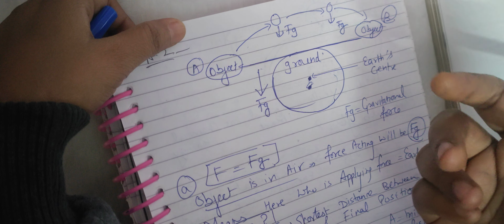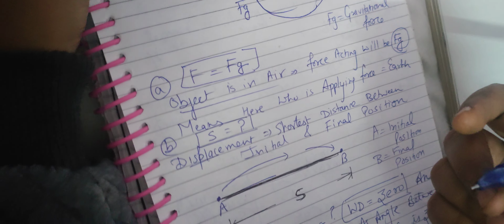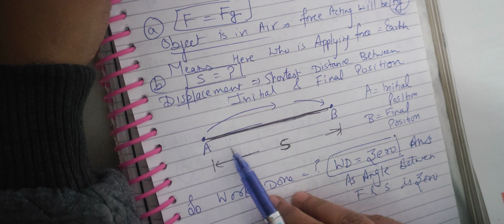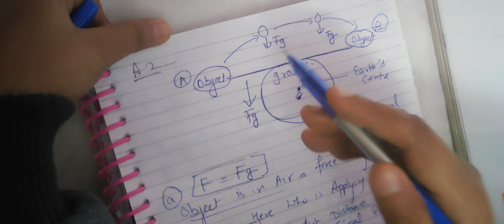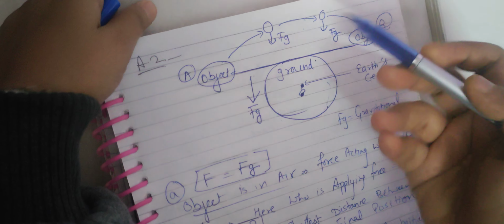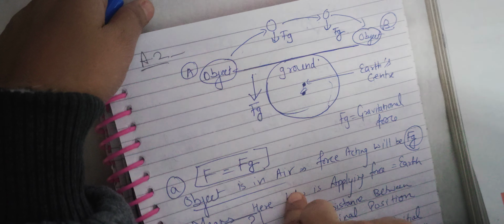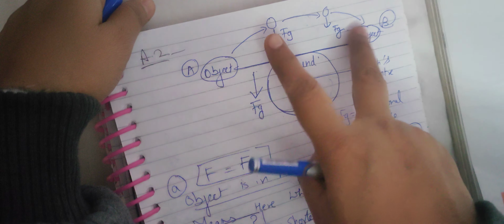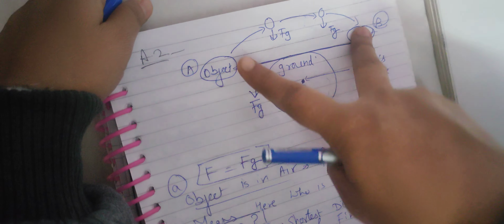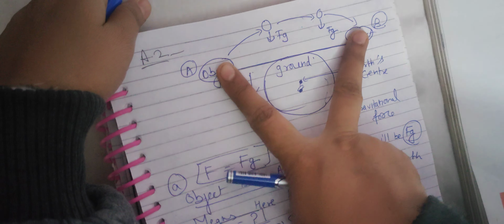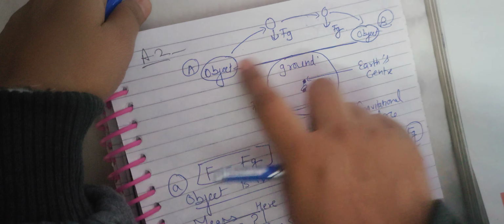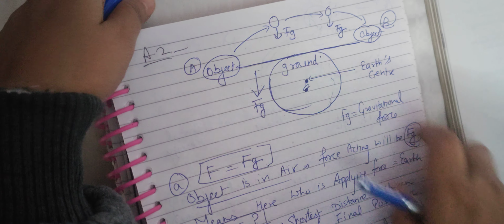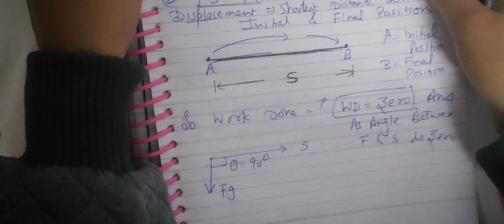Okay, so if it is 90 degree, then what will happen? See, work done is 0. Why is work done 0? Think about the displacement and force angle. What is the displacement here? This is the initial position, this is the final position. From the motion chapter, in between these two is the displacement S. So between S and FG, what is the angle here? 90 degree. So if the angle is 90 degree, work done is 0.